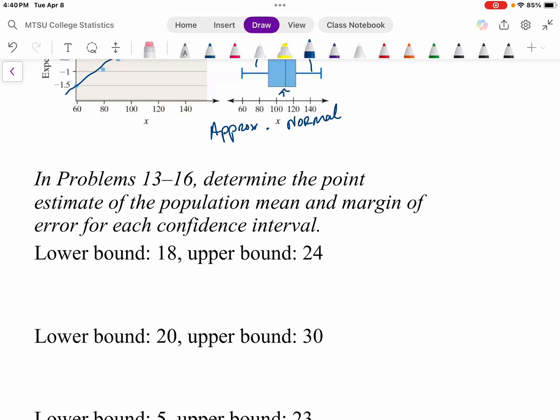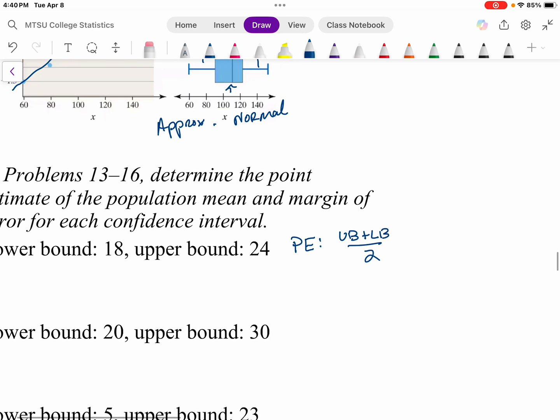And we did this in a previous unit where I told you that if we want to find the point estimate, we can take the upper bound plus the lower bound and divide it by 2. To find the margin of error, I take the upper bound minus the lower bound and divide by 2.